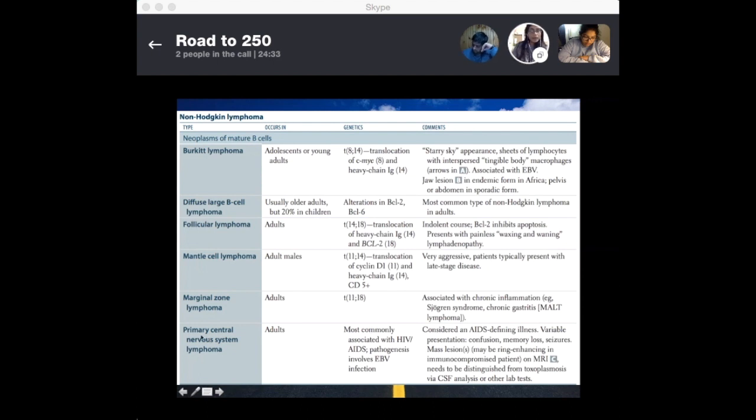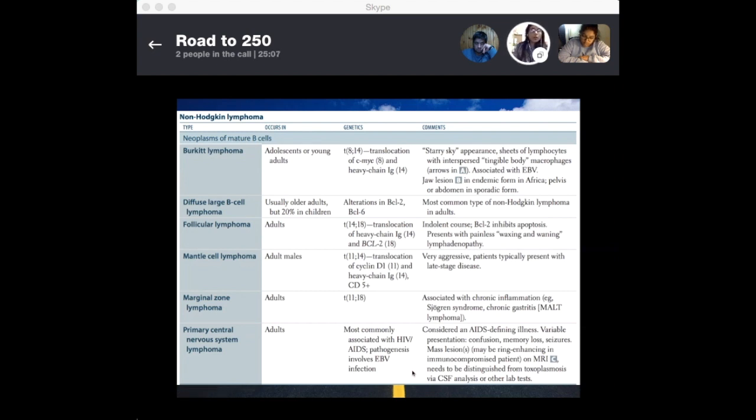And then last, primary central nervous system lymphoma. This is commonly associated with HIV and AIDS. It is an AIDS-defining illness. And it's usually diagnosed with a mass lesion on MRI. And it presents similarly to toxoplasmosis, and so it's important to maybe do a CSF analysis to differentiate the two.